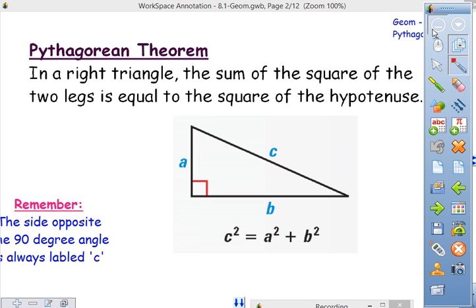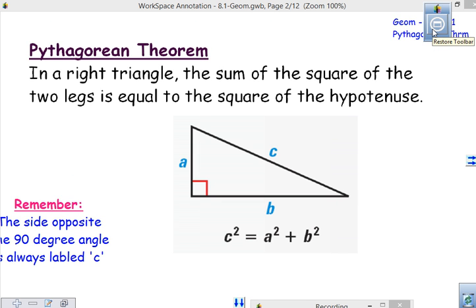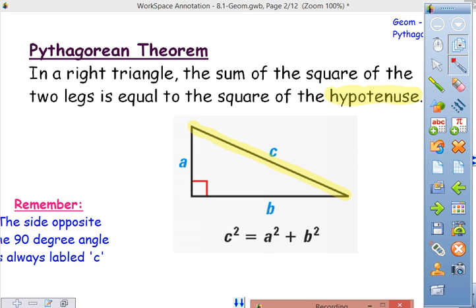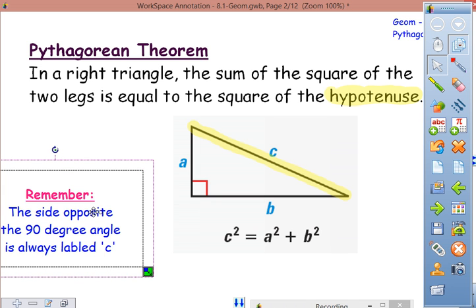The Pythagorean Theorem. In a right triangle, the sum of the squares of the two legs is equal to the square of the hypotenuse. You will have to know which side is the hypotenuse. The hypotenuse is the longest side, which means it is always going to be opposite the right angle. So that is the first thing you have to figure out when you get to our homework for today. It is the side that is opposite the 90-degree angle, and it is usually labeled C.